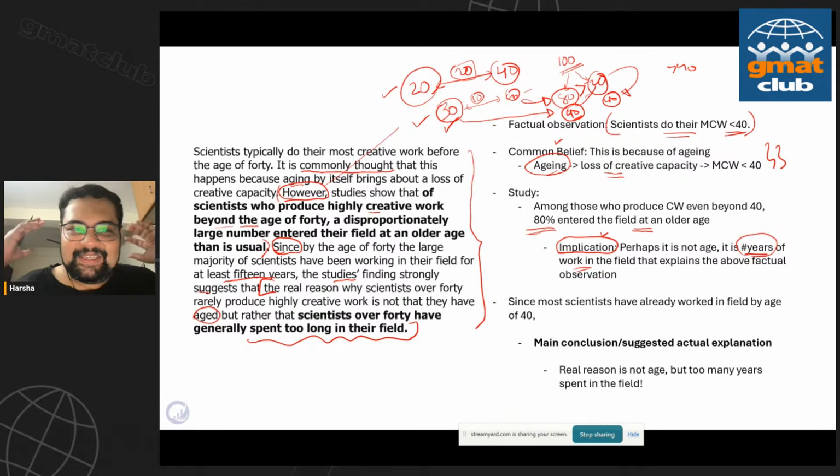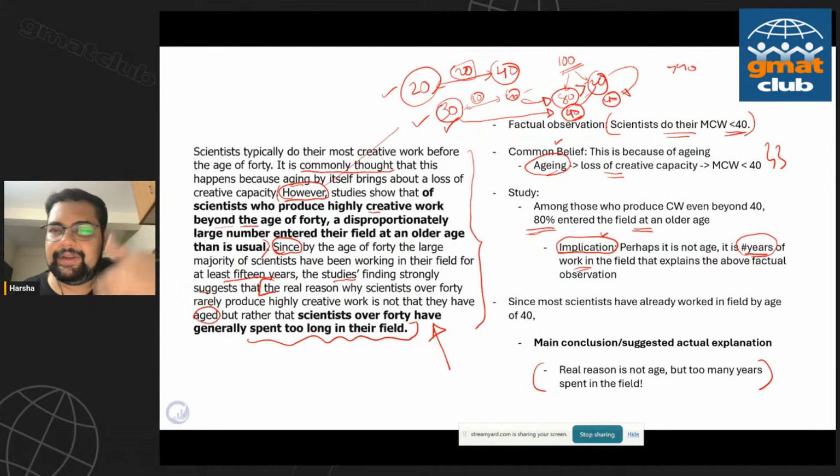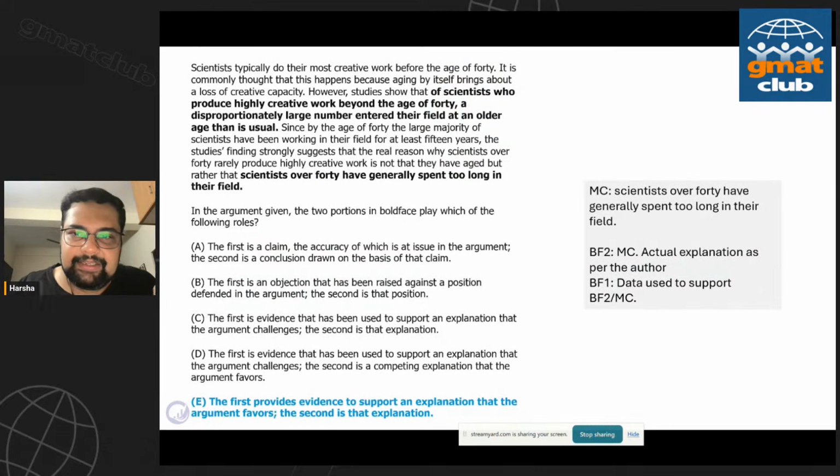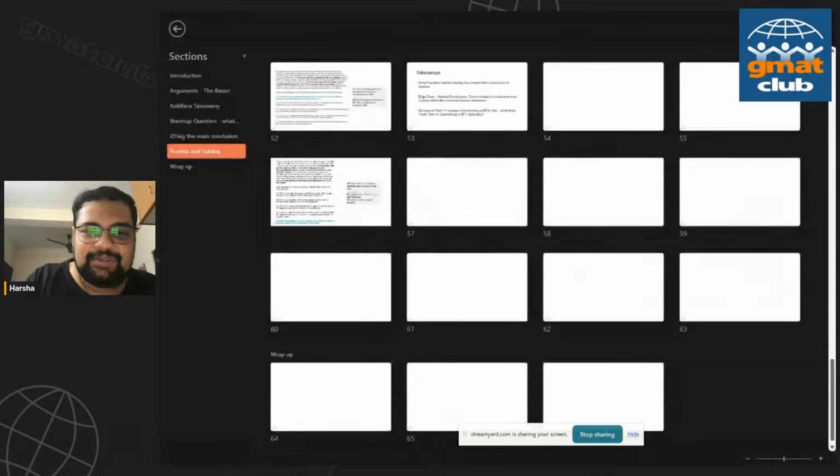So, if there is a conclusion here, what is that conclusion? What is the final point the author wants you to take away having read this? It's that this is the real explanation. For all practical purposes, the main conclusion is that last statement. What is the real reason why scientists over 40 rarely produce creative work? It has nothing to do with age. It's just that they spend too many years in the field. That's it. Everything else is supporting this. Now, if you really understand what's happening here, boldface 2 is your main conclusion for all practical purposes. It's the actual explanation that the argument and therefore the author favors, which is why your choice C, by the way, is right.